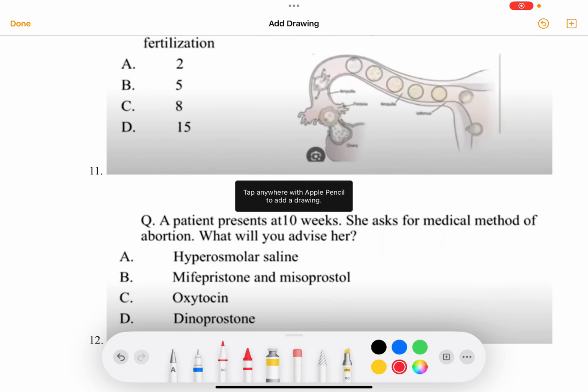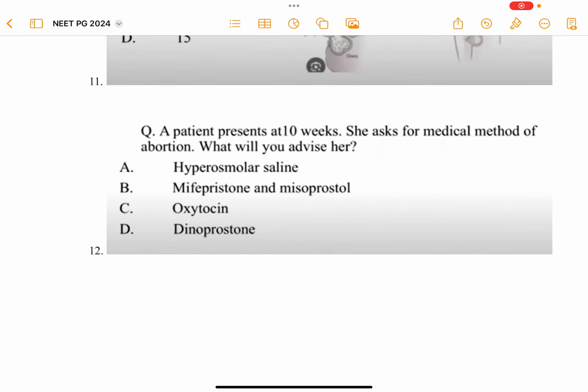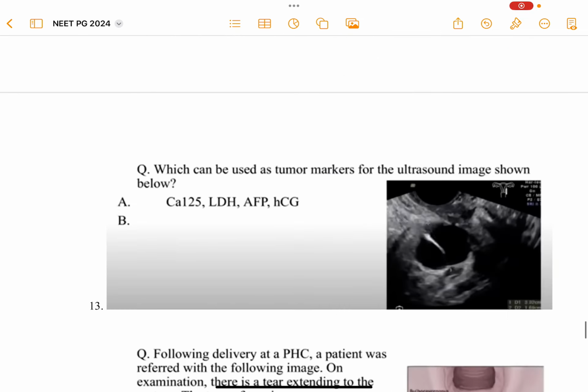A patient presents at 10 weeks period of gestation and asks for a medical method of abortion. What will you advise her? So you all know mifepristone and misoprostol are the drugs of choice for medical management of abortion. This is a very easy, straightforward question, nothing to think about. The only glitch here is that the Government of India allows this medical method of MTP up to 9 weeks. But don't get confused, even if the patient comes to you at 10 weeks, WHO allows till 12 weeks you can go for mifepristone and misoprostol. Even beyond 12 weeks also the method of choice will be mifepristone and misoprostol only.